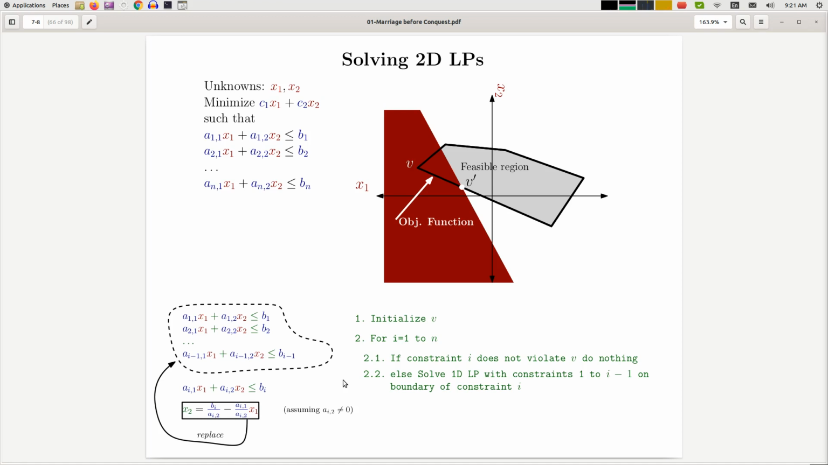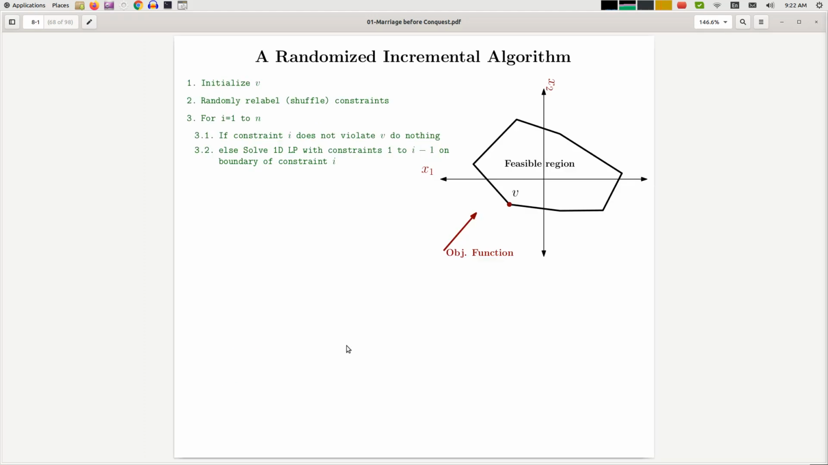Now we're going to see a simple modification to this algorithm that will make it run in expected linear time. So have this algorithm in mind with two steps, initialization and the for loop. We add only one extra step. We add a next step between initialization and the for loop.